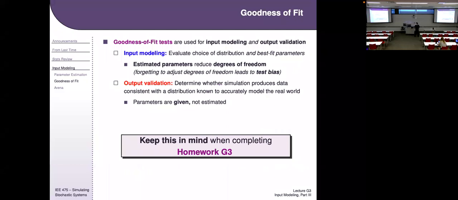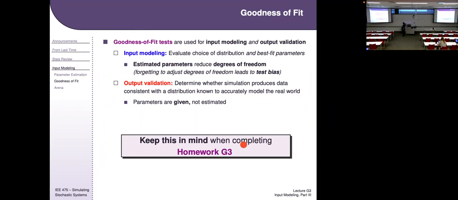Okay, so after we've picked parameters, we often want to evaluate how good the total combination is. Did we make a good choice there, or do we have to go back to the drawing board? That's what goodness of fit tests help us with. We're going to use them in two contexts. One is input modeling, where we estimate the choice of our distribution and our parameters. In this case, the parameters will be estimated from data. And so this is like the difference between part A and part B.